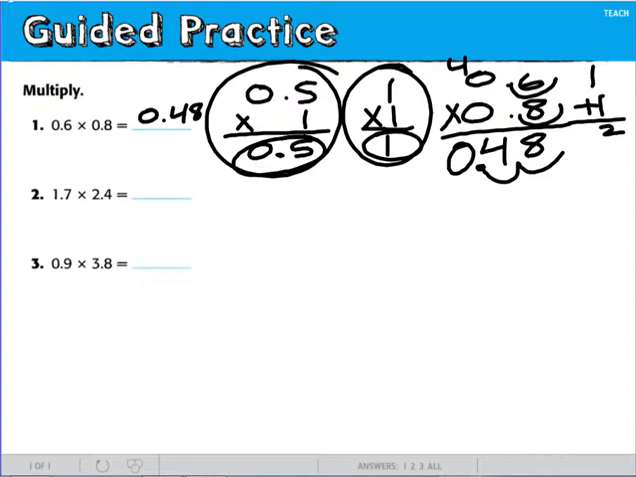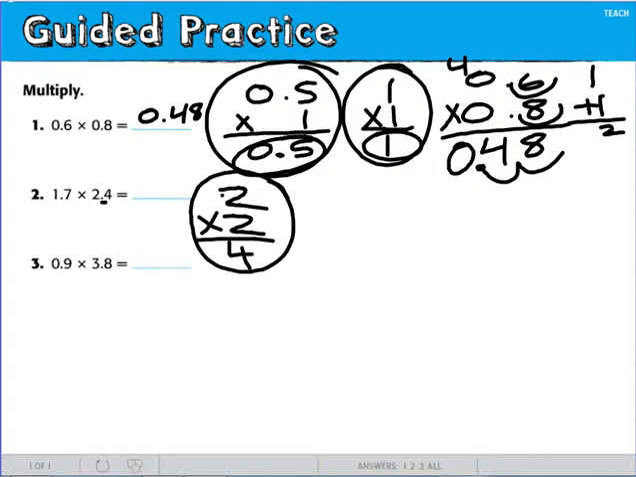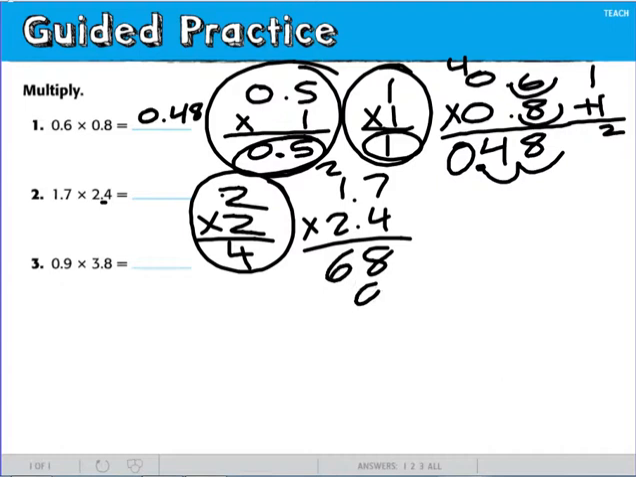Our next one, 1 and 7 tenths, I would round to 2. 2 and 4 tenths, I would round to 2. It's going to give me 4, so my answer should be somewhere around 4. This is just to check my answer. Okay? So I have 1 and 7 tenths, 2 and 4 tenths. Multiply it out. 4 times 7 is 28. 4 times 1 is 4 plus 2 is 6.